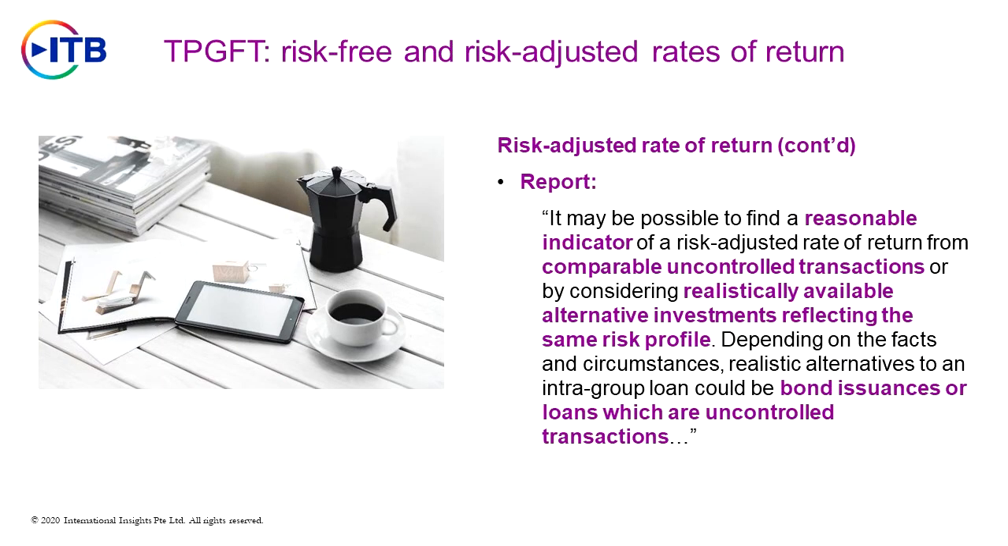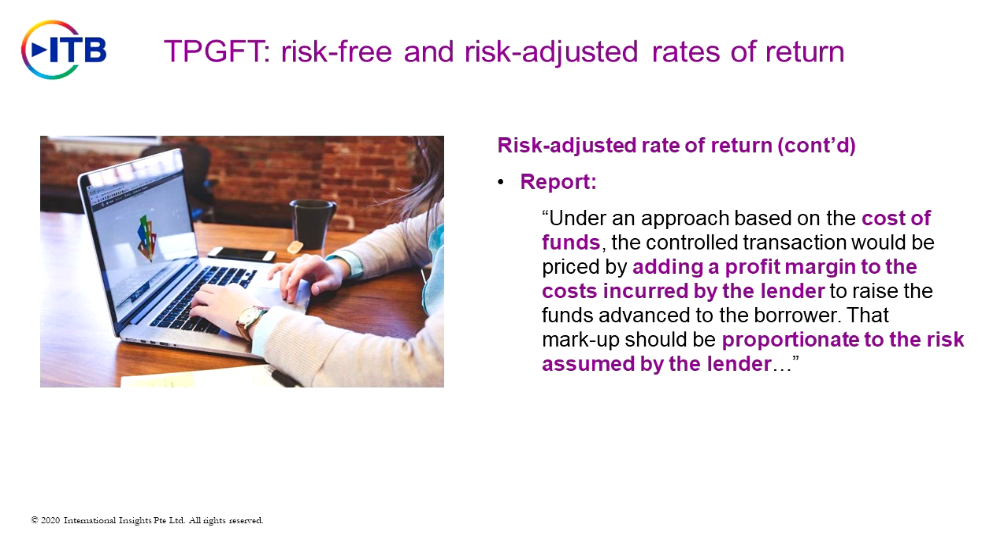In regard to the first way, the report says this: it may be possible to find a reasonable indicator of a risk-adjusted rate of return from comparable uncontrolled transactions or by considering realistically available alternative investments reflecting the same risk profile. Depending on the facts and circumstances, realistic alternatives to an intra-group loan could be bond issuances or loans which are uncontrolled transactions.